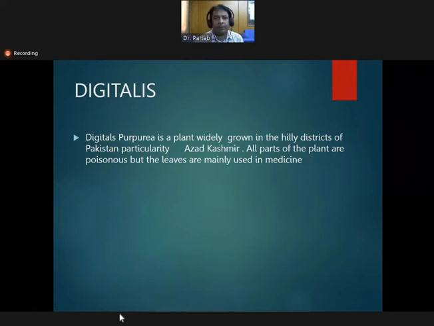All parts of the plants are poisonous, but the leaves are mainly used as a medicine. Digitalis and digitoxin are the drugs used as medicine in the cardiovascular system. But when you cross the medicinal dose, you see the consequences of a toxic dose in the human body, in the cardiac muscle, and also on the smooth muscle. So these drugs cause very toxic effects on the cardiac muscles.